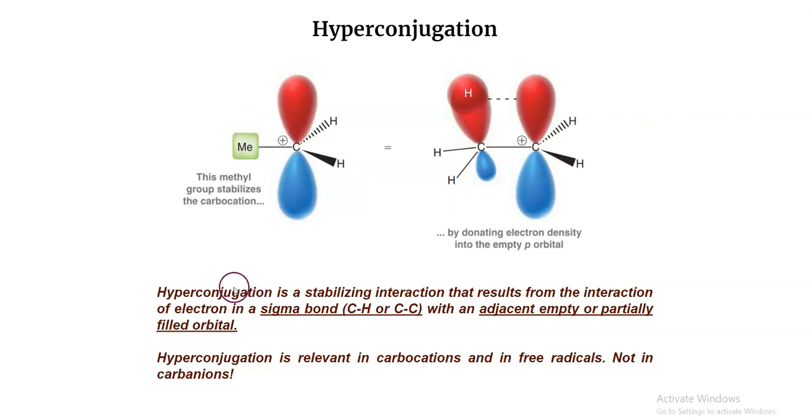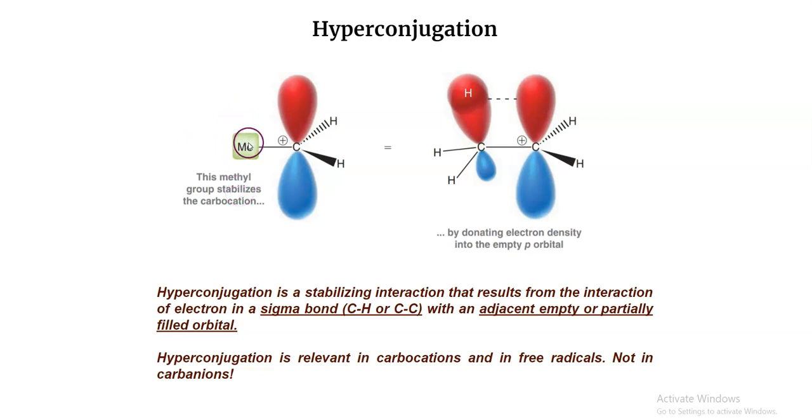So now let's look at the definition. Hyperconjugation is a stabilizing interaction that results from the interaction of electron in a sigma bond, C-H or C-C, both of these are sigma bonds, with an adjacent empty or partially filled orbital. Okay, so it's a stabilizing interaction because of the C-H bond or C-C bond that are present next to this empty orbital. What it means is this empty p orbital will be stabilized in the presence of C-H bond.